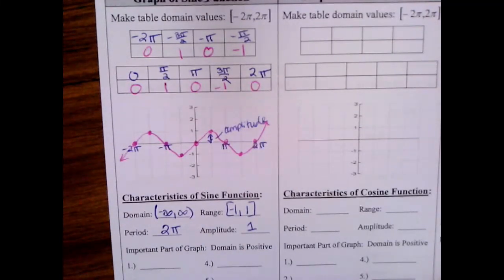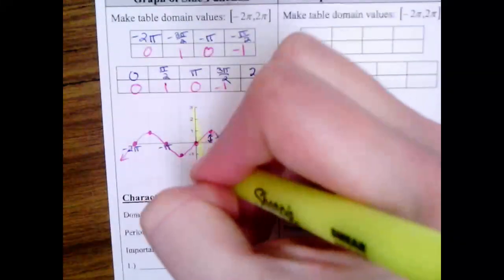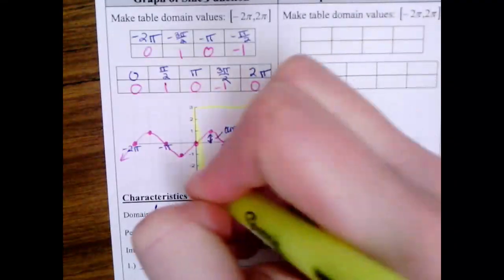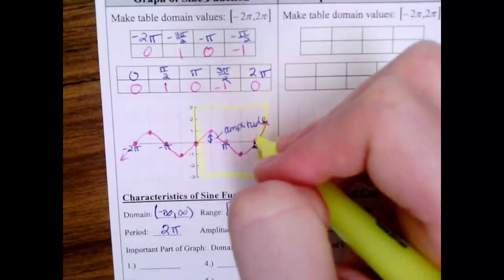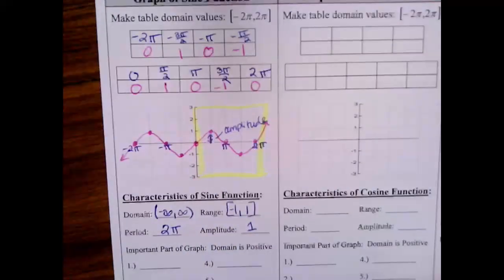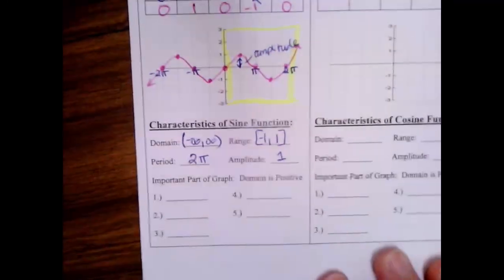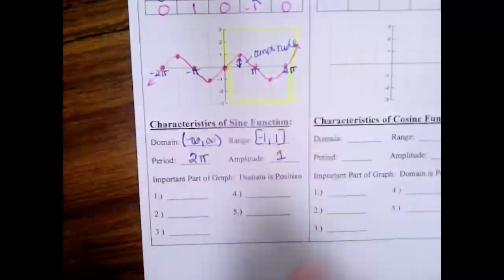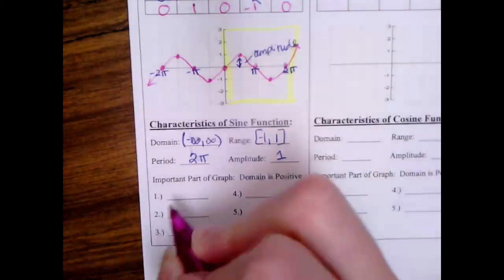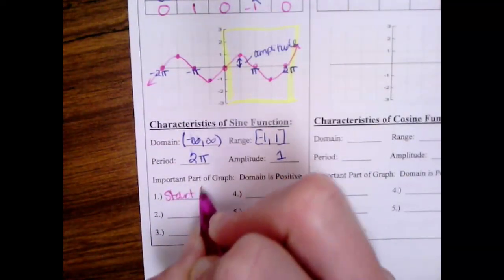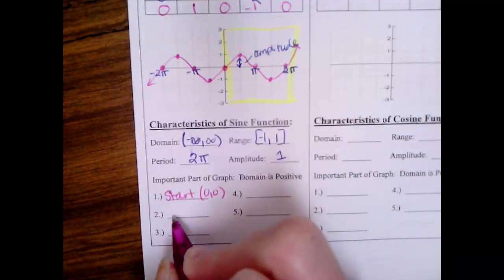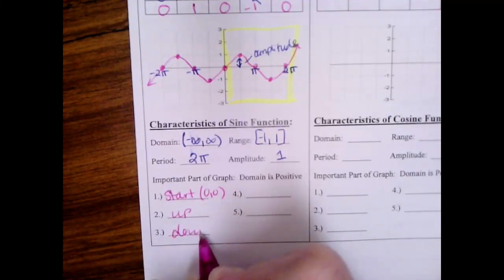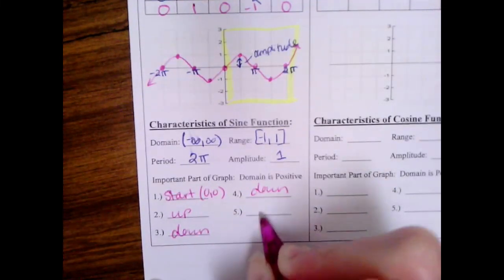And I'm going to just do a little highlight. This is your period because that's when the graph repeats again, and it would repeat again. All right, important part of the graph: when the domain is positive, so we're just focusing on the right side of the graph, from 0 over, when the domain is positive. If you start at 0, 0, you are going to go up, down, down, up.